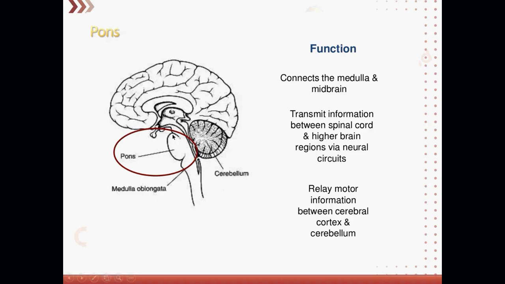So Pons, it has the anterior surface, posterior surface, upper border and lower border, and it is convex from above to downward and also from medial to lateral. So function of the Pons, it connects the medulla and midbrain. It transmits information between spinal cord and brain. It is a relay station for the motor information between the cerebral cortex and the cerebellum.